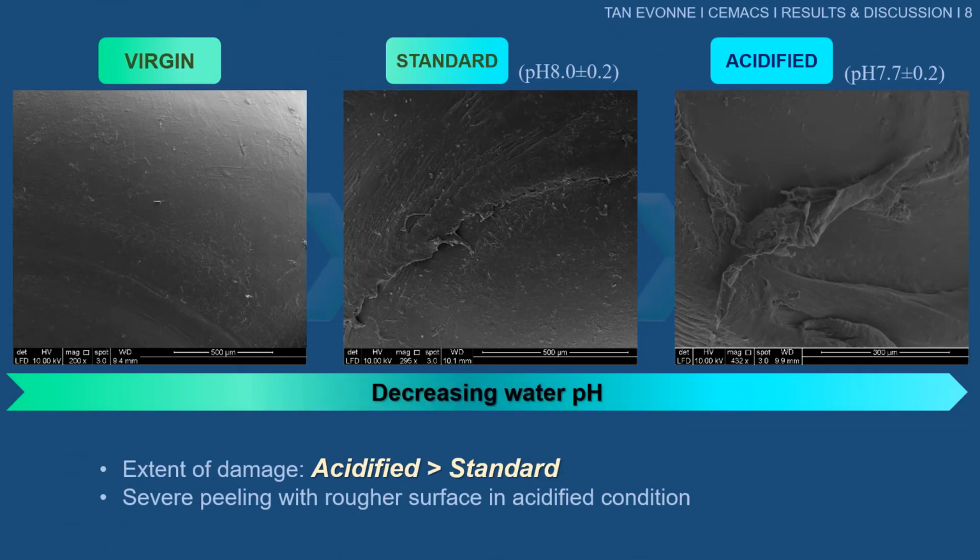And if we zoom in, it is evident that the microplastic exposed to acidified condition has a greater extent of damage compared to the standard condition and also in relation to the virgin ones, with severe peeling of the polymer's outer surface. These damages are permanent, and there might be a possibility that these polymers may have lost their components, such as their monomers, additives, or preservatives, through leaching, and subsequently they enter into surrounding waters.